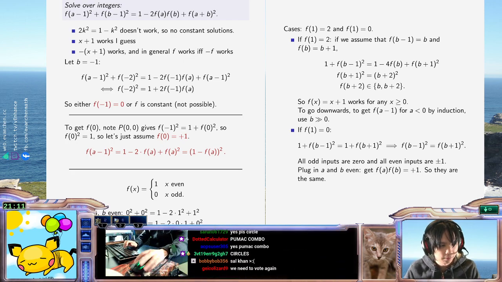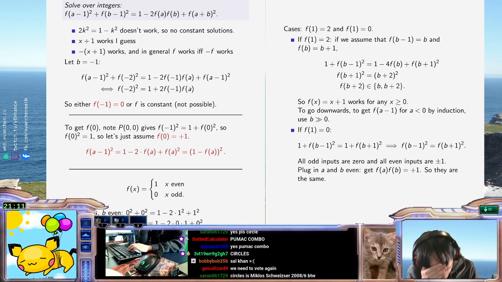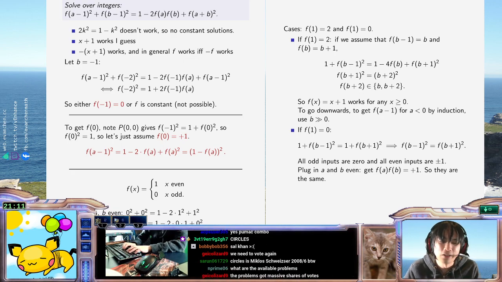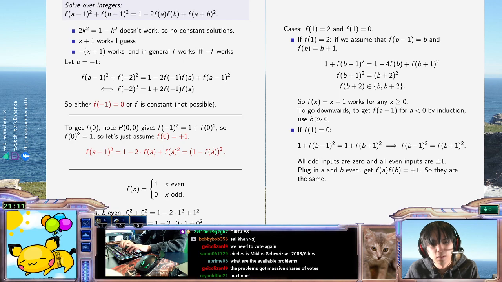Alright. I think shortlist 1991, so... Oh no, this problem looks hard though. Alright.